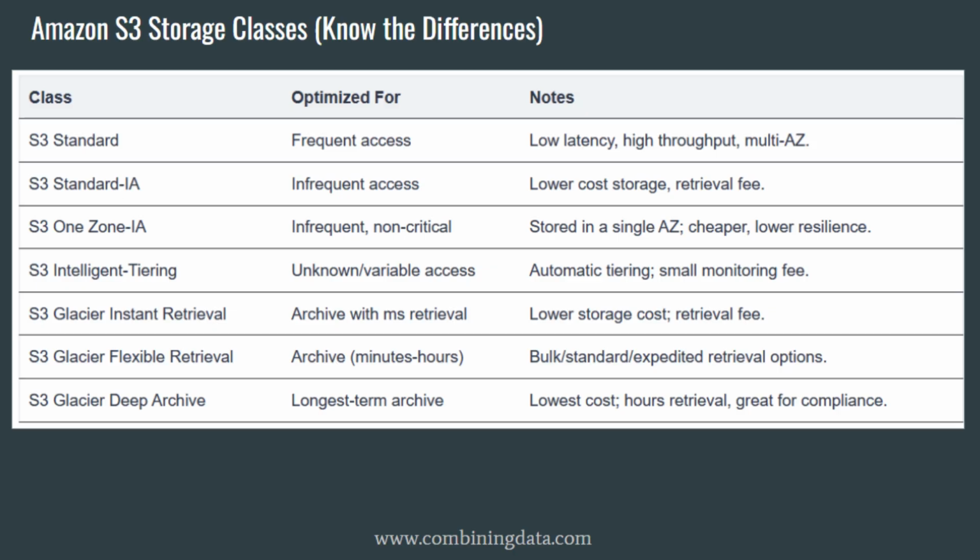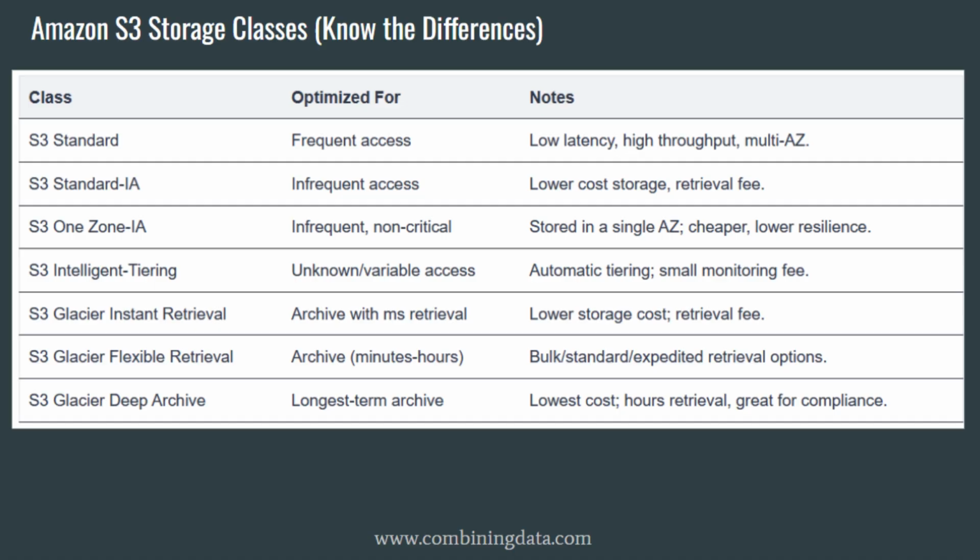S3 Glacier Flexible Retrieval is for archival data where retrieval time can range from minutes to hours. AWS offers different retrieval options, expedited, standard, and bulk, depending on urgency. This class is commonly used for long-term backups and archives.